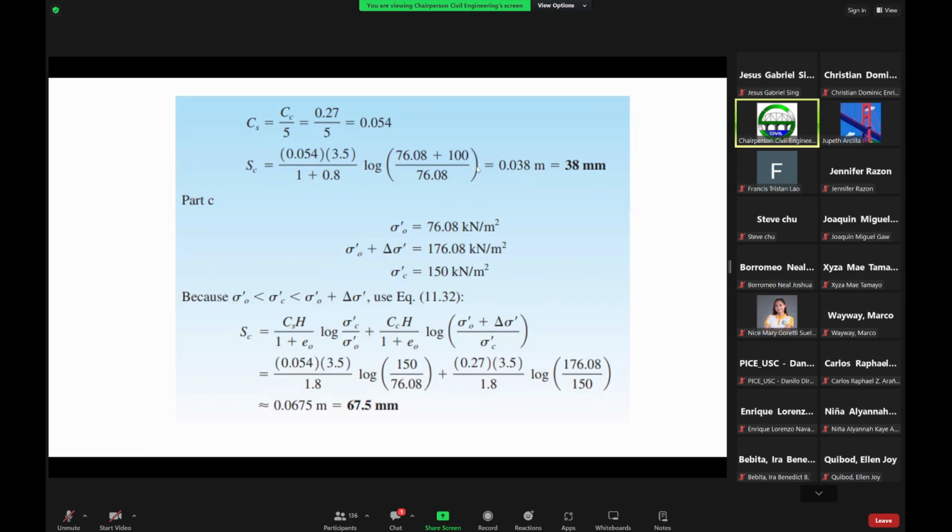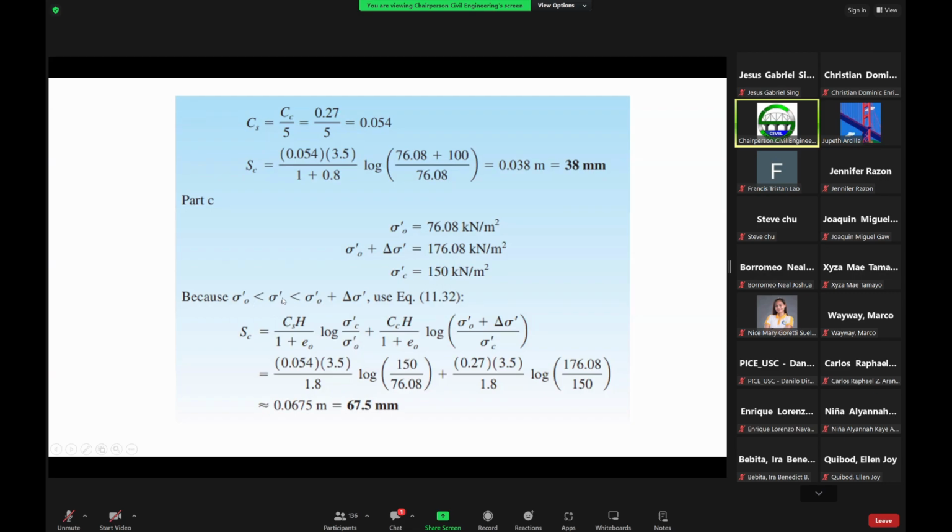Now, for part C, you're given a pre-consolidation pressure of 150 kilopascals. Now, if you compare the sum of the present effective overburden pressure, or the average vertical stress, plus the increase in stress or the load bearing pressure caused by the foundation, to the pre-consolidation pressure, then we see that the sum this time is greater than the pre-consolidation pressure.